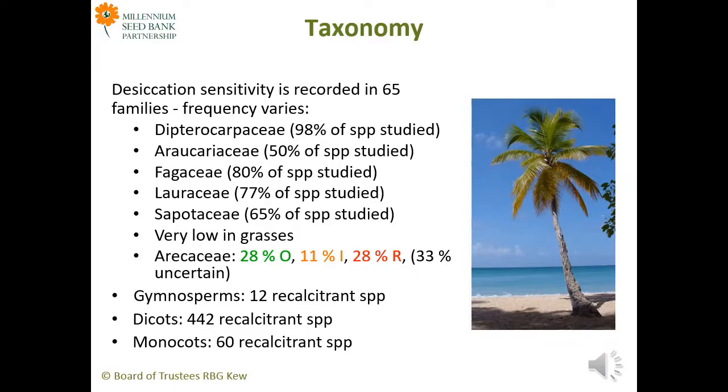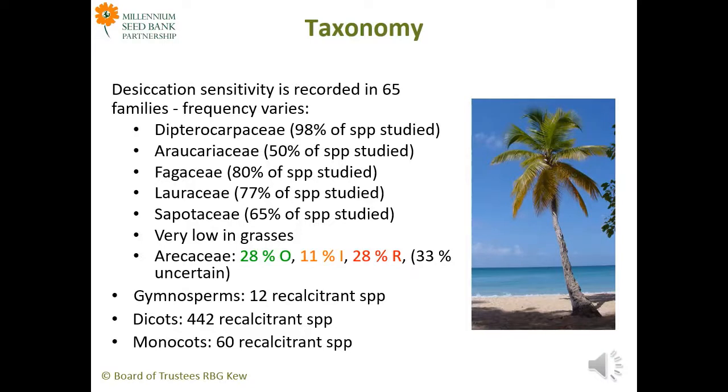Desiccation sensitivity has been recorded in around 65 different plant families. Some families have a higher frequency of species with recorded recalcitrant seeds than others. For example, very high levels in Dipterocarps, with 98% of the species showing desiccation sensitivity, but extremely low in Poaceae, for example, down here.